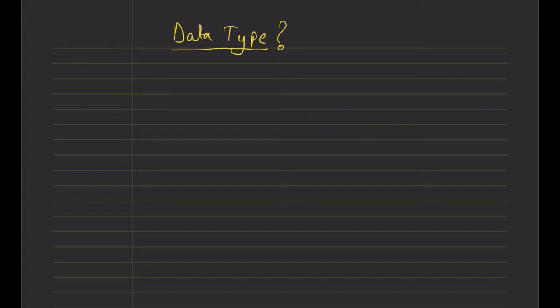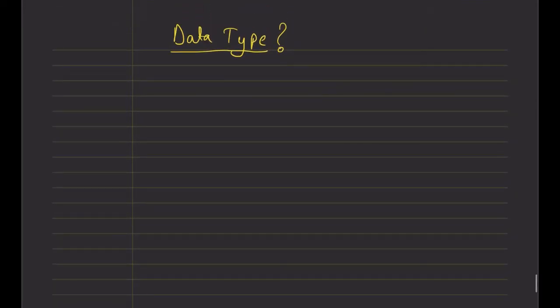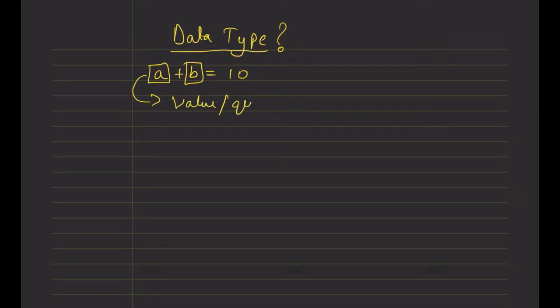So what is a data type? You must have seen and used variables in algebra, right? So let's write down an equation. For example, a plus b equals 10. In this particular example, a and b are variables. A variable can store a value or a quantity. What kind of value or quantity a variable can store is called a data type.